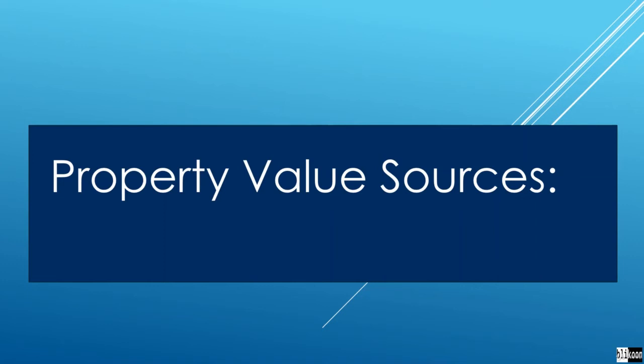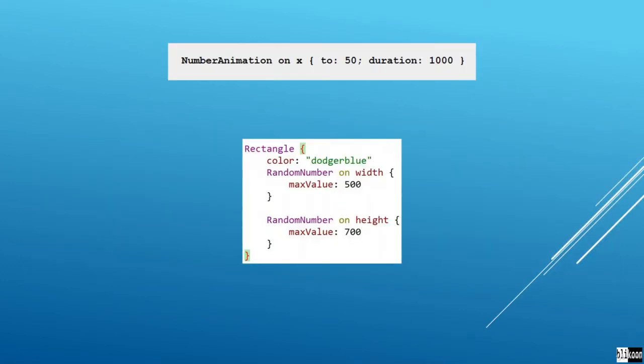In this lecture, we're going to talk about property value sources. If you have ever worked with animations in QML, you probably know this syntax you see here: NumberAnimation on some kind of property. What this is going to do is animate this property in a range that you specify for a given period of time.